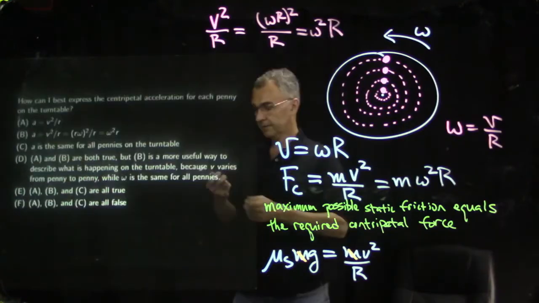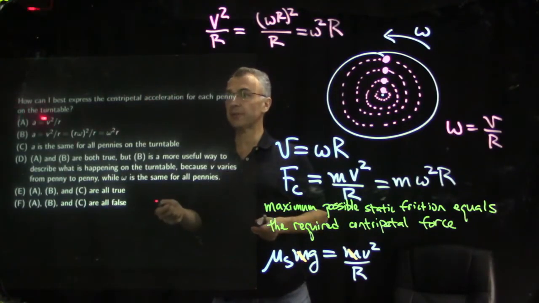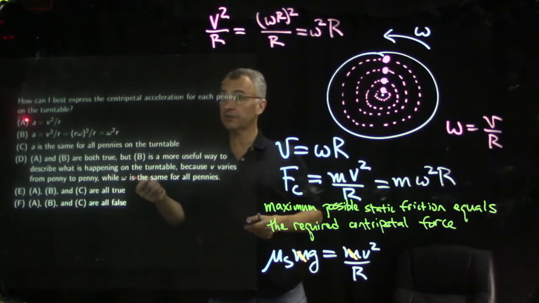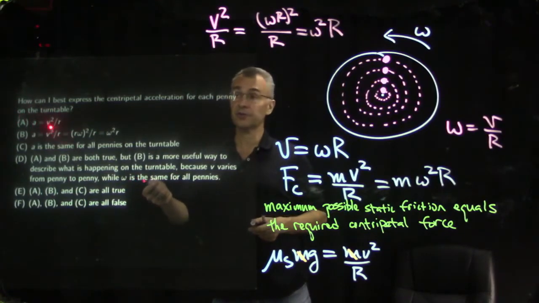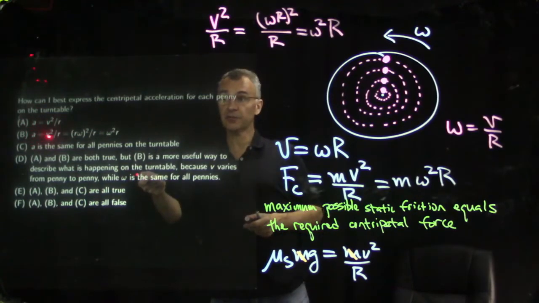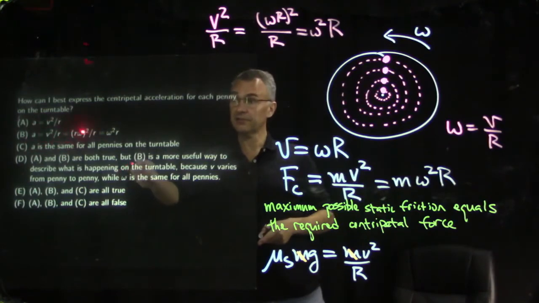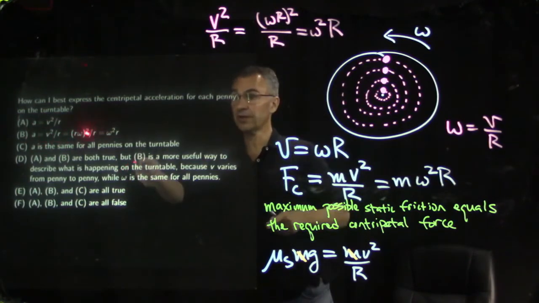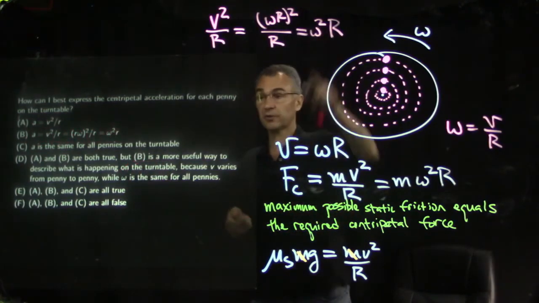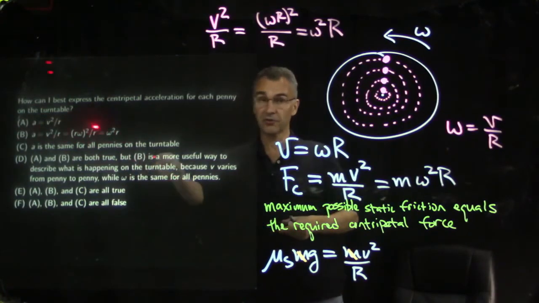In this case, how can I best express the centripetal acceleration for each penny on the turntable? Well, I could say a is v squared over r. That's a true statement. I could also say a is v squared over r, and since v is omega r, that's r times omega squared divided by r, which is omega squared r. I think A and B are both true statements. B is starting to look more useful.